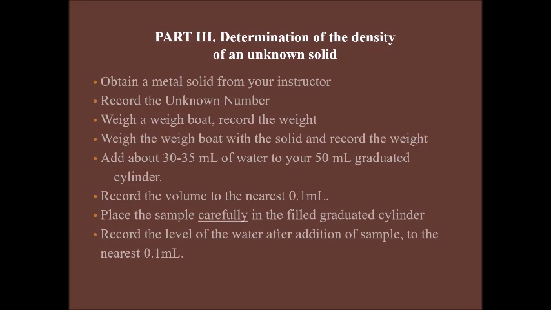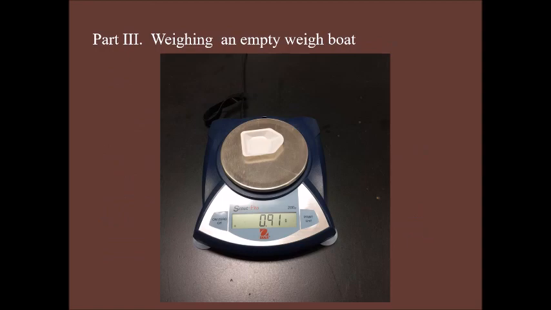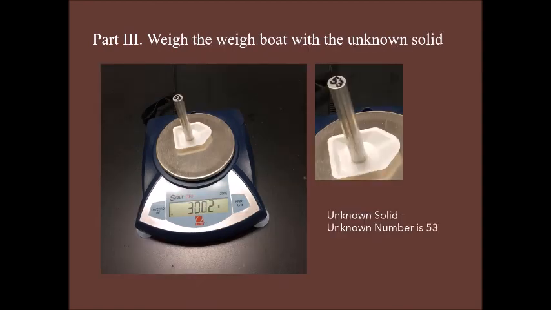And then after the water settles down, you're going to take a look at the level and determine that volume. So let's go through an example. Here I have an empty weigh boat, so we know what the weight is after we've turned on our scale and zeroed it. Then we have an unknown solid. In this case, for demonstration purposes, it's unknown number 53. And we put it on the scale on the weigh boat and we record that value.